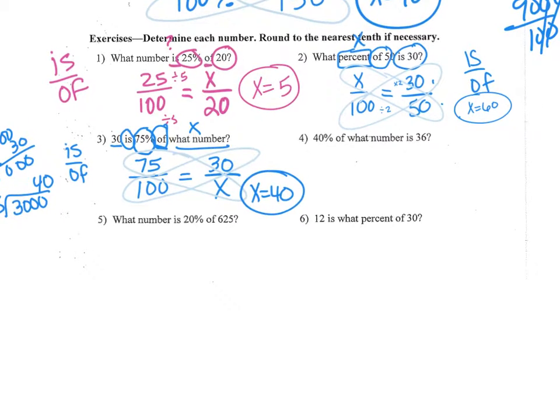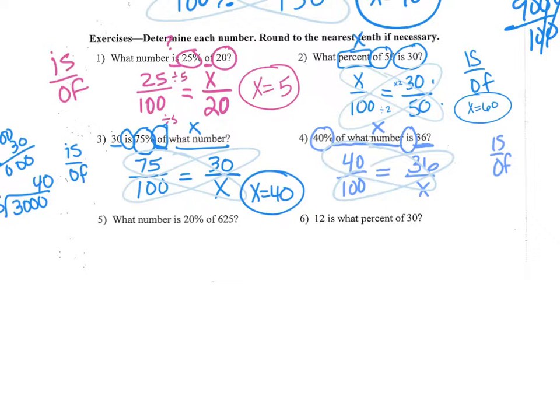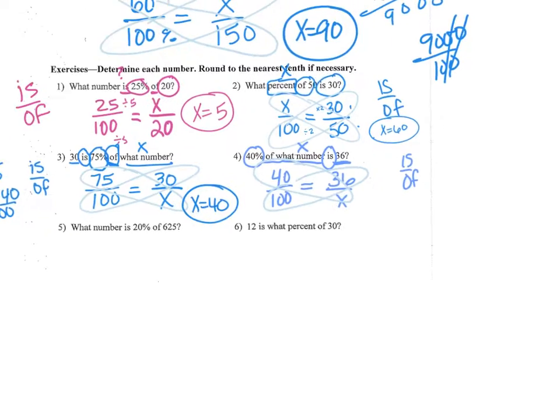Okay, number 4, 40% of what number is 36? Okay, so they gave me a percentage, so that's the easy part. I already know what the bottom number is there. It's 100. So that's done. But now it says, of what number is 36? So what do we not know, Boston? The bottom number, because it says, of what number is 36? And so then we can cross multiply 100 times 36 and divide that by 40.